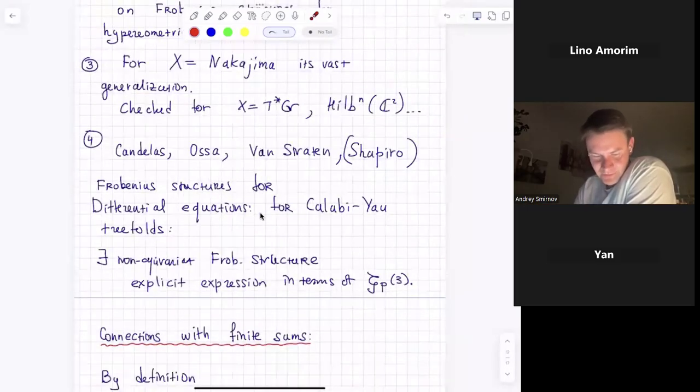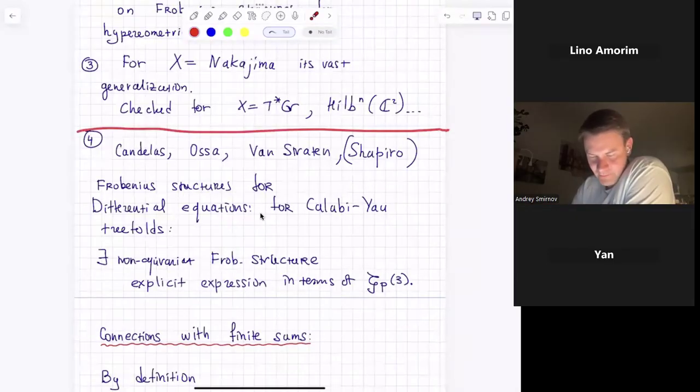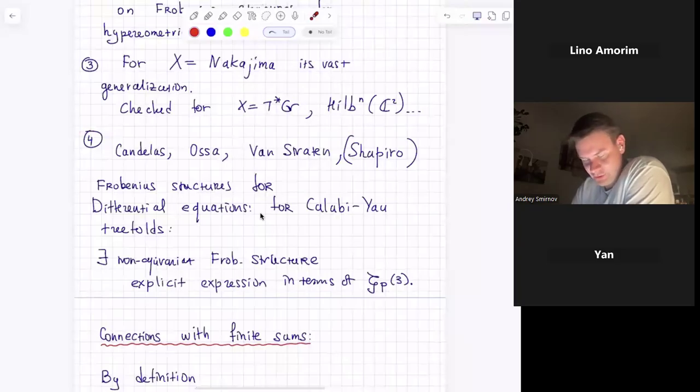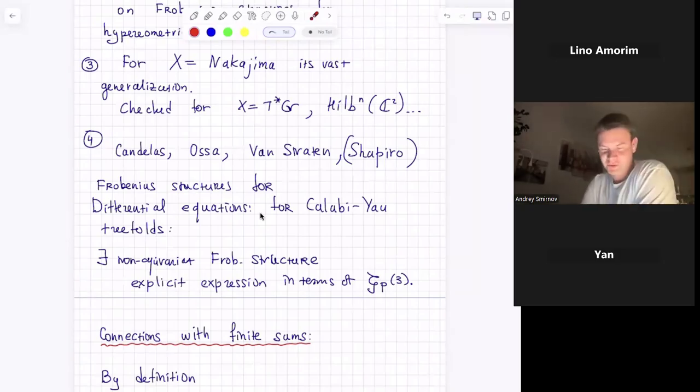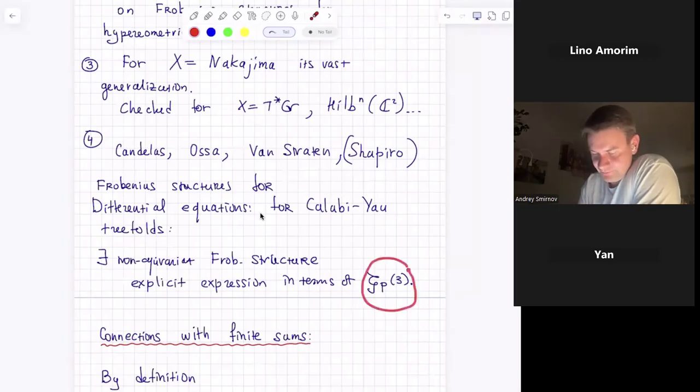And also one last comment is that there is some story about quantum differential equations for Calabi-Yau threefolds. And people also studied Frobenius structures in this context. And they discovered that the Frobenius structures appearing there also involve a constant term, which is a multiple of the p-adic value of the zeta function, zeta 3.